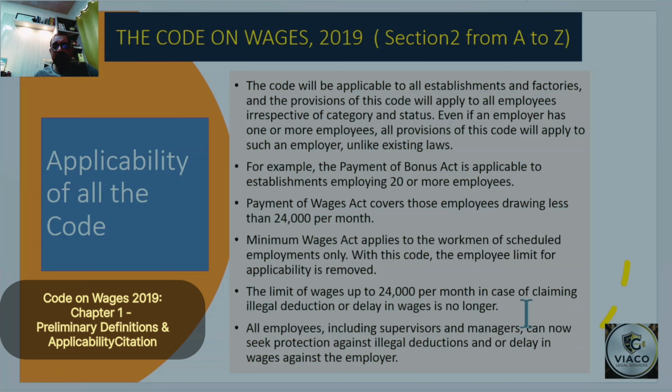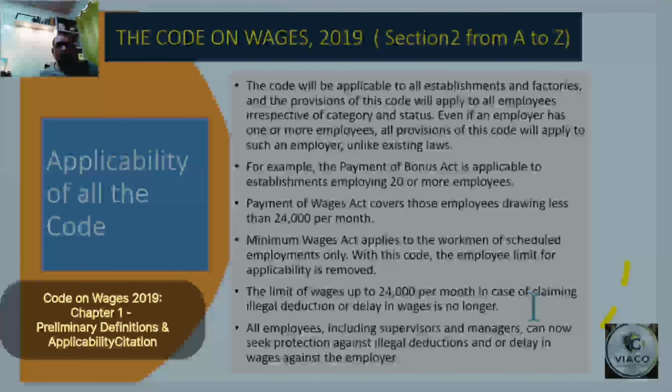The limit of wages up to 24,000 per month for claiming illegal deductions or delay in wages is no longer there. Earlier, there was a limit up to 24,000, so only those employees could contest their matter in court or in the labor department through third-party interventions and claim their benefits against deductions. But now this benefit is available to all classes of employees. All employees, including supervisors and managers, can now seek protection against illegal deductions and delay in wage payment by the employer.